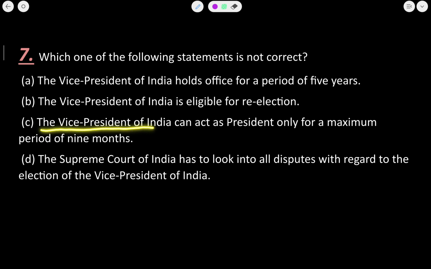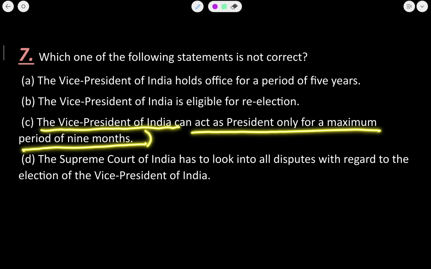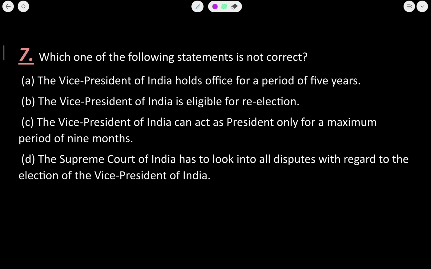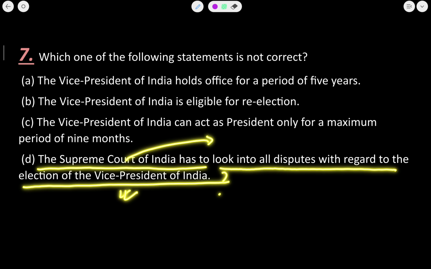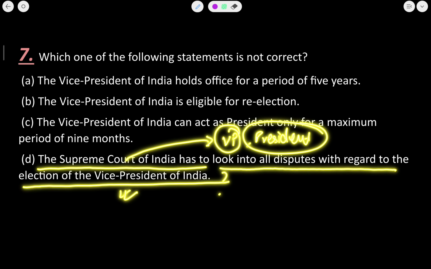Now, the Vice President of India can act as the President only for a maximum period of 9 months. No, not at all. Maximum tenure होगा भी तो 6 months का होगा, या until the President resumes his or her office. So the C statement is also incorrect. Next is the Supreme Court of India has to look into all disputes with regard to the elections of Vice President. Absolutely correct है. The Supreme Court is responsible and acts as the final authority for determining the election disputes regarding the office of Vice President as well as President. Okay, so D is the right answer.